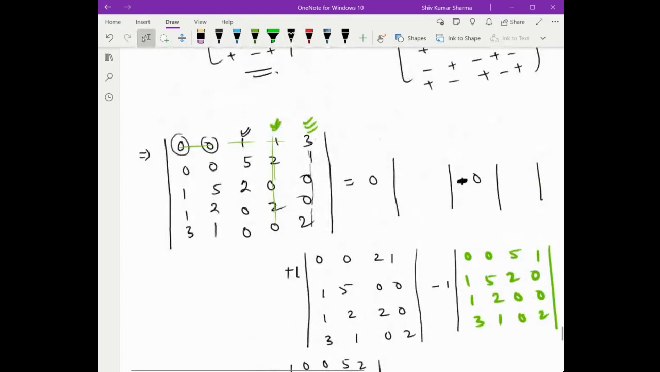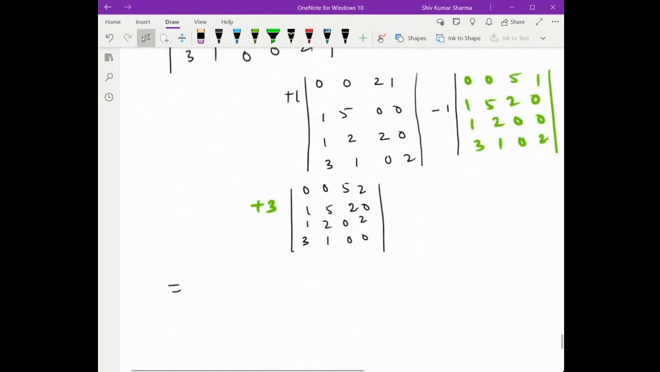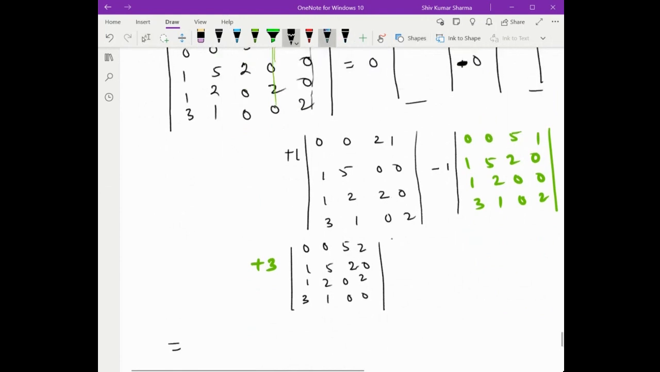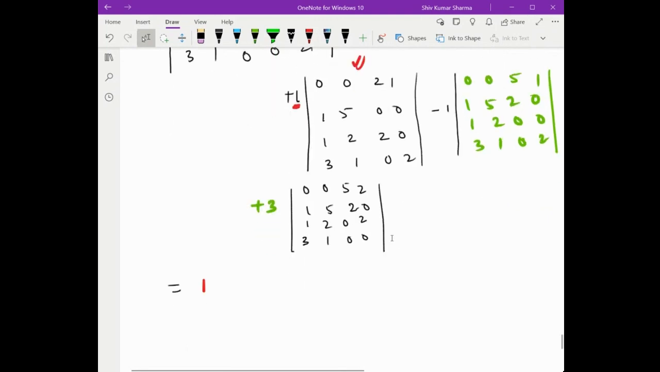The first two values of this determinant are 0 0. So we focus on only the third determinant. We start with this determinant. We take this one outside and use the bracket. Now when we reduce this 4 by 4 determinant into 3 by 3, we see that the first two elements are 0 0, so obviously the determinant value is 0.